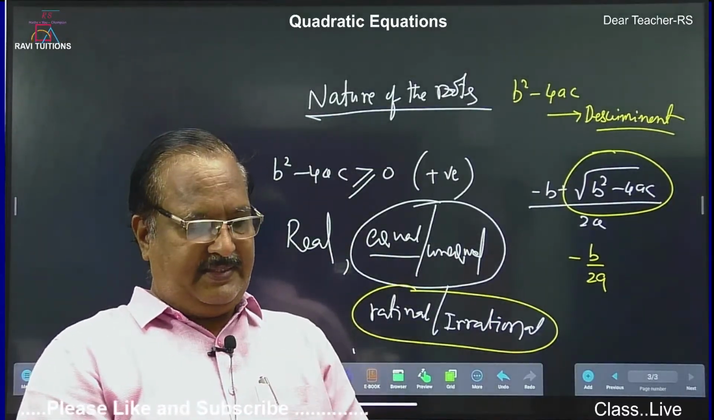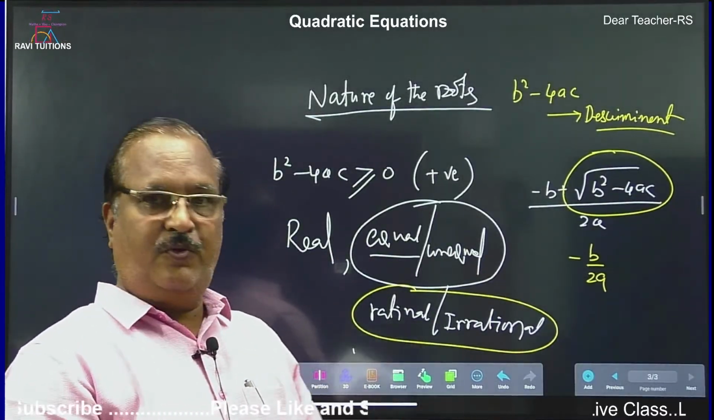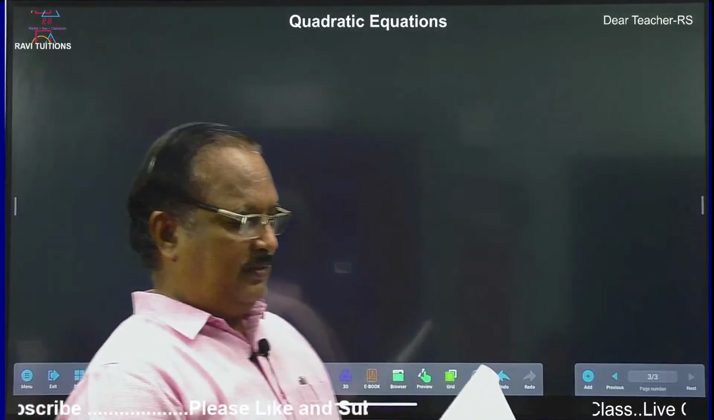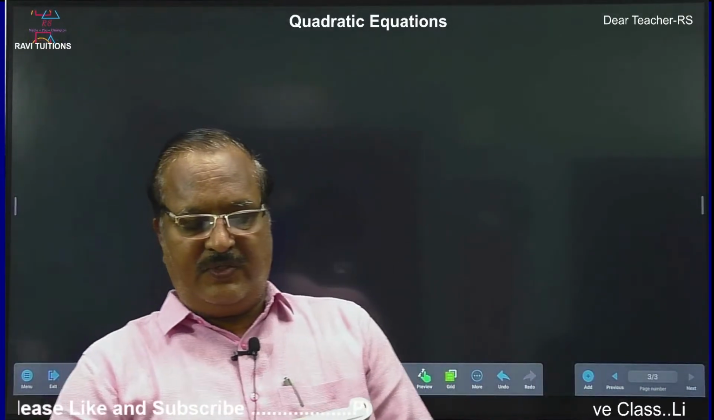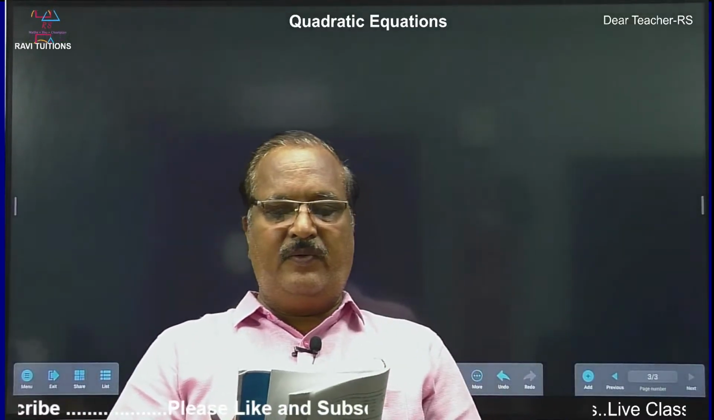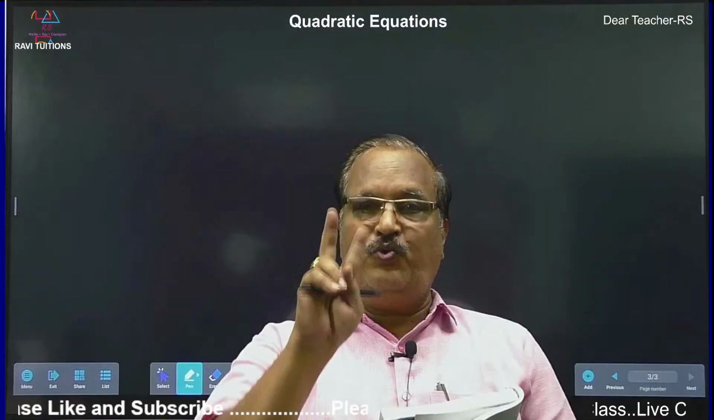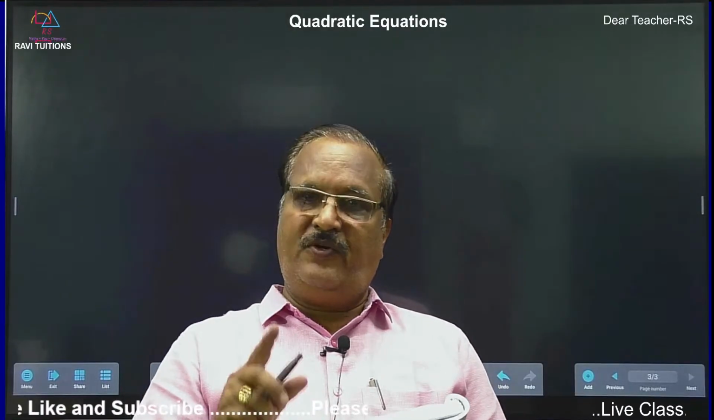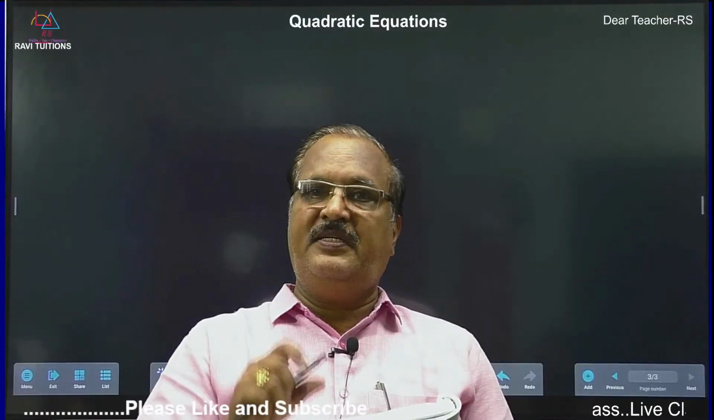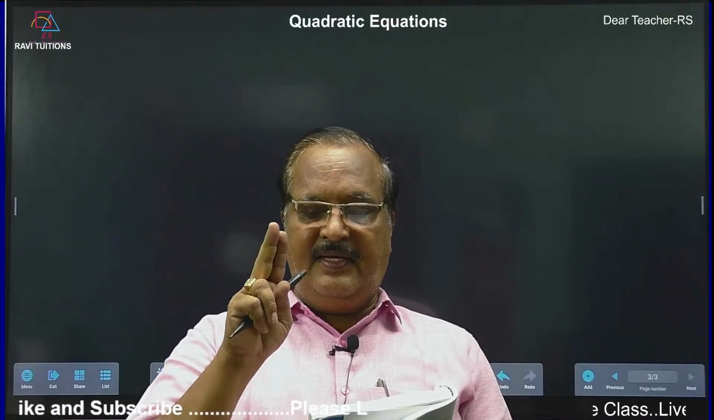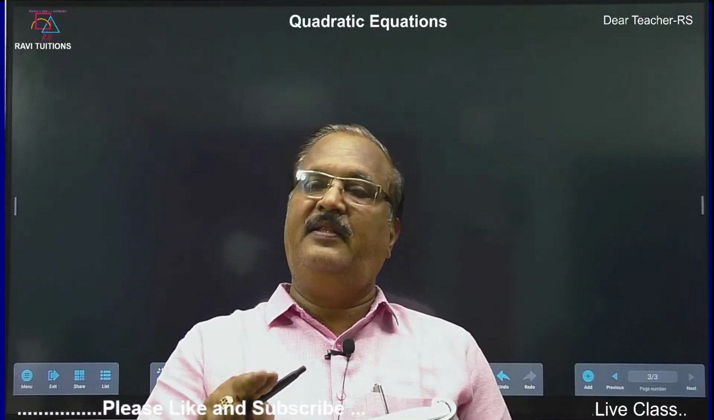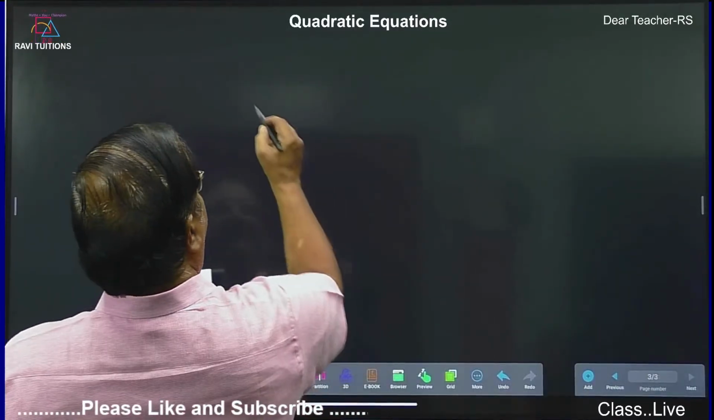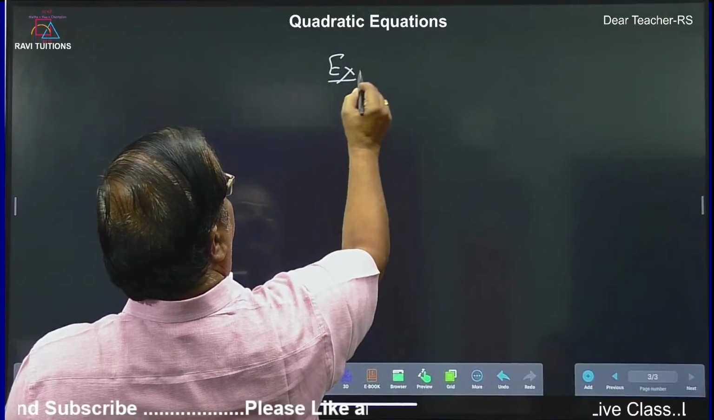Exercise 4.3. Let me delete all. Find the nature of the roots of the following. If the real roots exist, find them. So two tasks are there in 4.3. First, you have to find the nature of the roots. Second, if the real roots are there, then you have to find them. Let me take a difficult question.